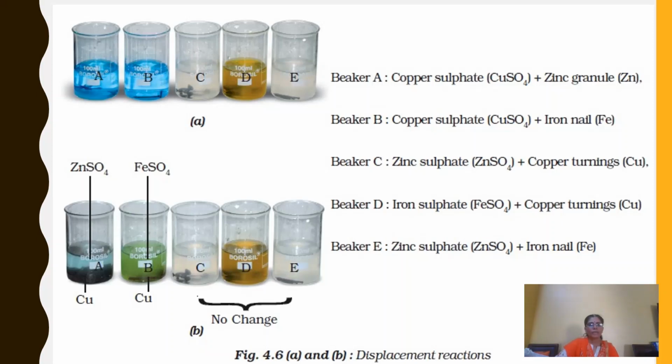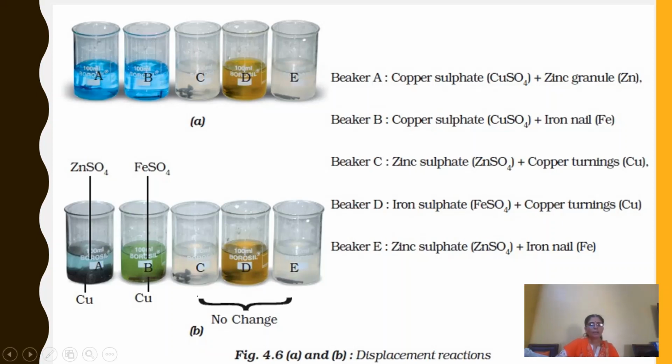After some time, what we can observe is in beaker A, where copper sulfate solution and zinc granules were added, we can see that zinc, as it is more reactive than copper, displaces copper from copper sulfate, and it results in the formation of zinc sulfate and copper. You can see the reddish brown deposits at the bottom of the beaker.